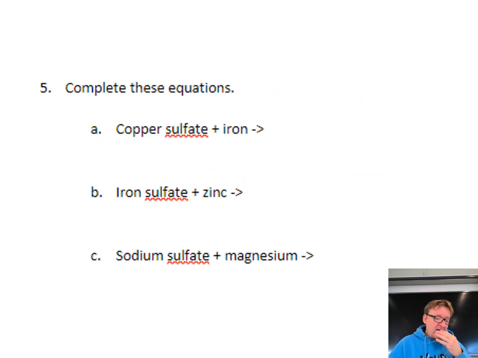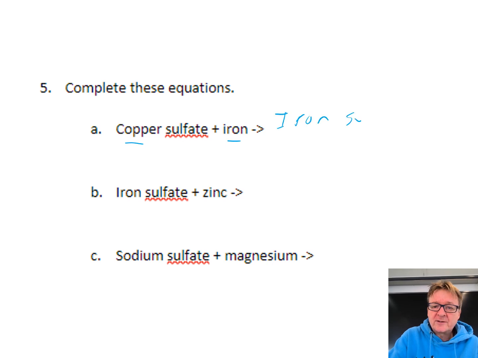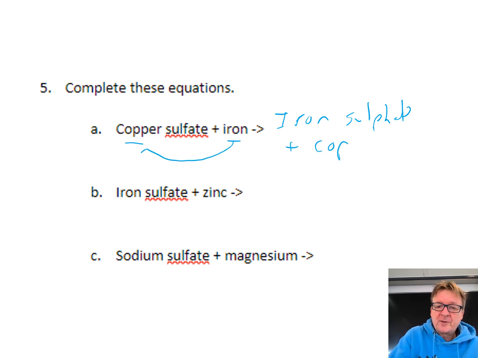So this is a typical example of it. What we'll have here is copper and iron. The most reactive is iron. So what will happen is you'll get iron sulfate, because the iron has displaced the copper, and then you'll have copper left on its own.